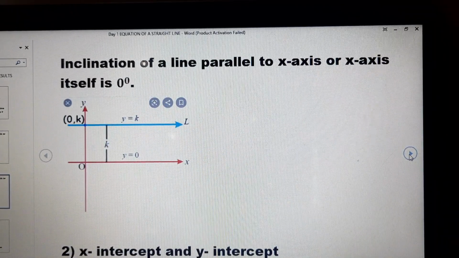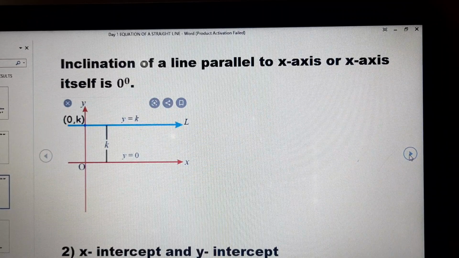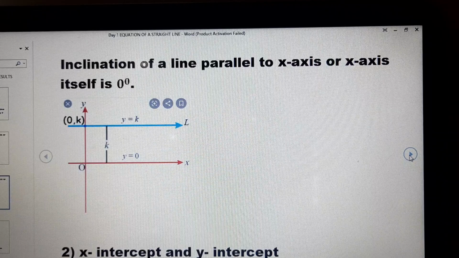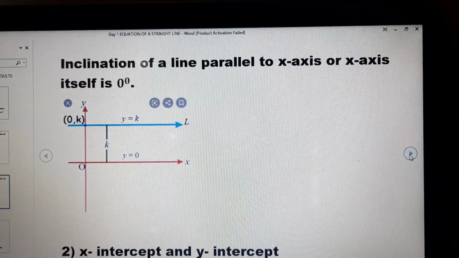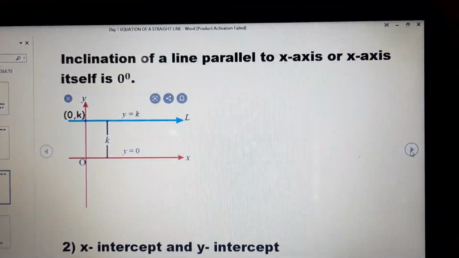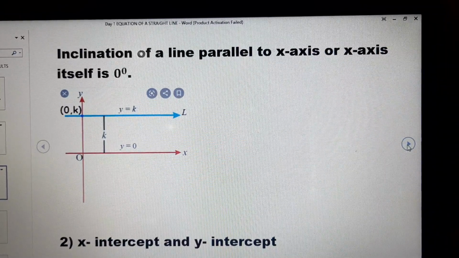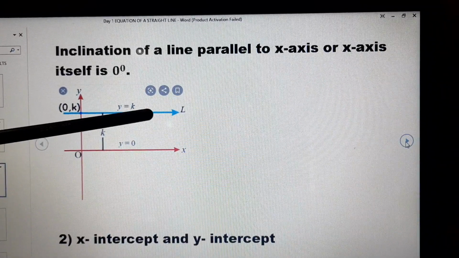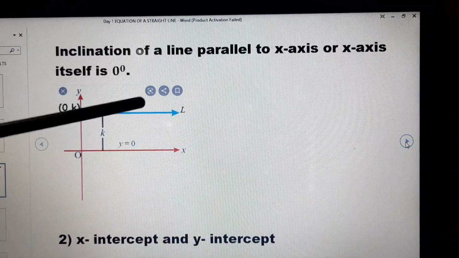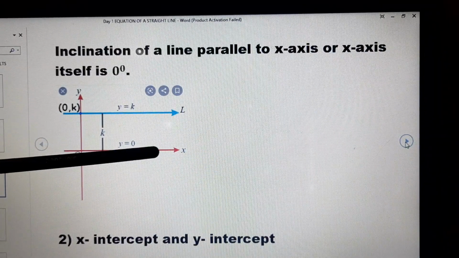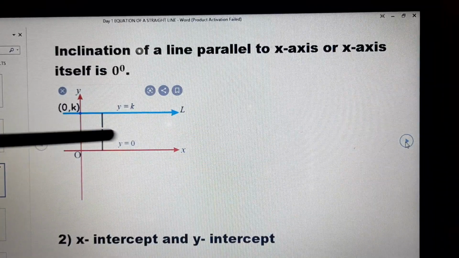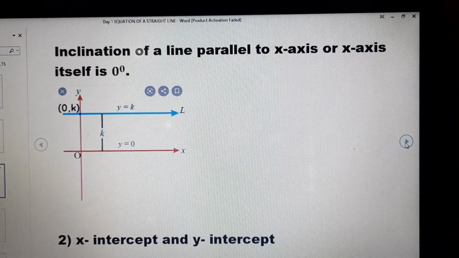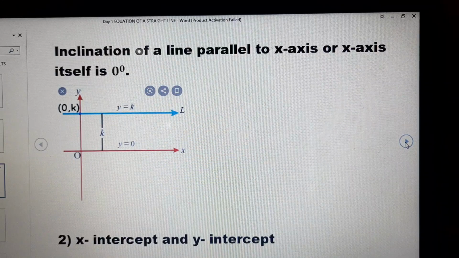Another case, inclination of a line which is parallel to x-axis, or it can be x-axis itself. Then it is 0 degree. Why it is 0 degree? Because if you measure the angle of line L is this, it is making which degree angle with the x-axis? It is parallel to x-axis, so it is not making any angle with x-axis. It means its inclination will become 0 degree.